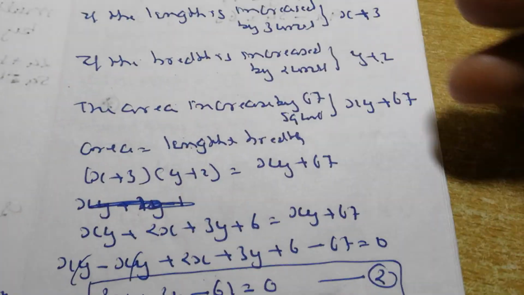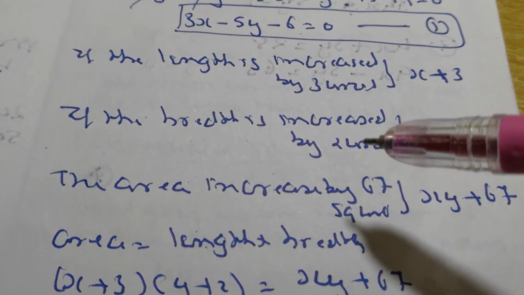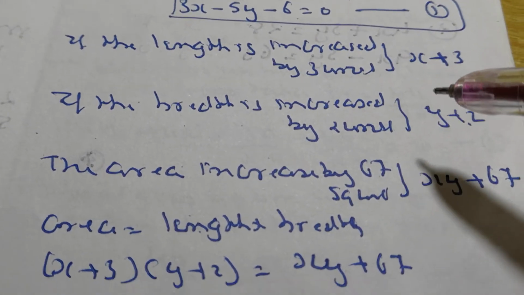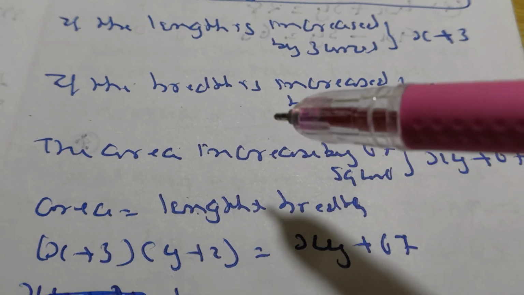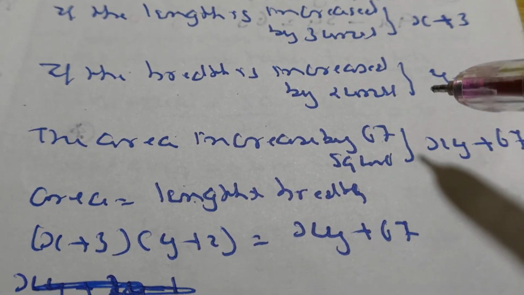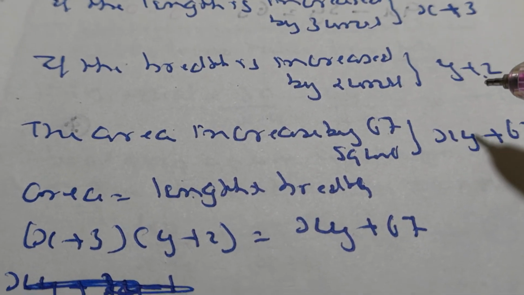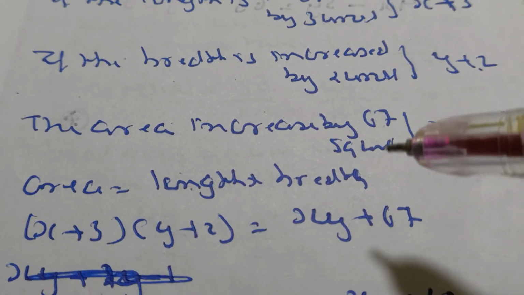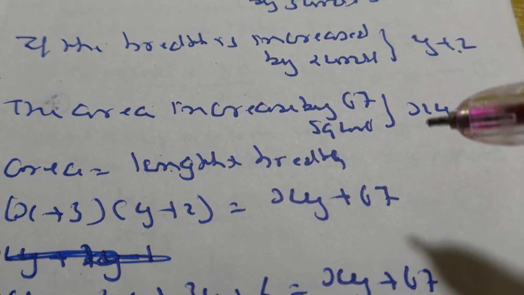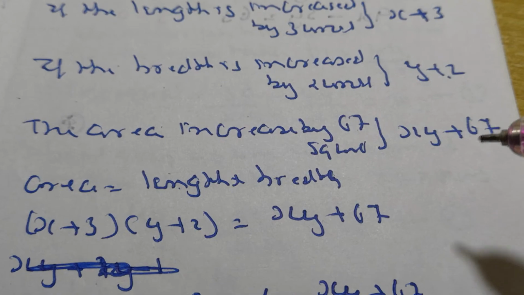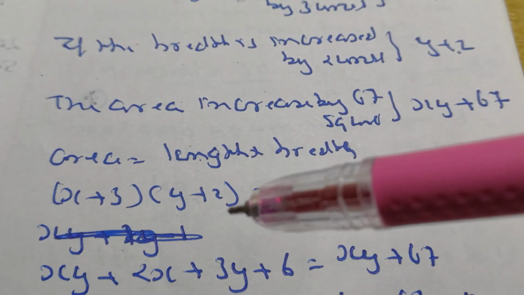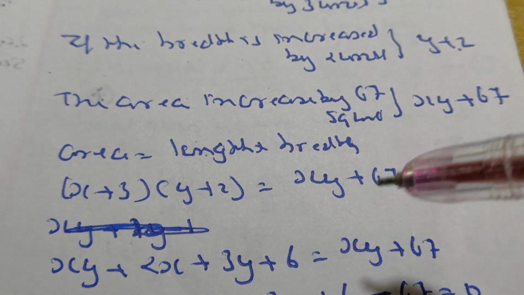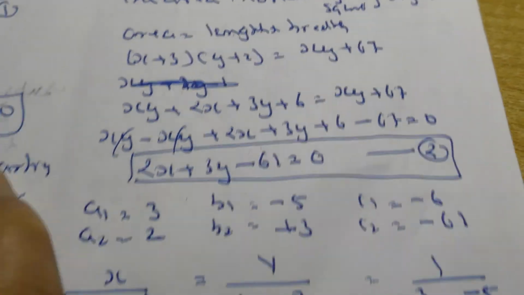Now another condition was given to you. If the length is increased by 3 units, the length x becomes x plus 3. And if the breadth is increased by 2 units, the breadth y becomes y plus 2. The area increased by 67, so the area of the rectangle is xy plus 67. So my equation becomes x plus 3 into y plus 2 is equal to xy plus 67.